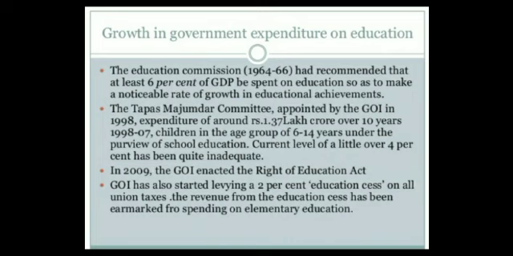In 2009, the Union enacted the Right to Education Act. The government has also started levying a 2% education cess on all union taxes. The revenue from the education cess has been earmarked for spending on elementary education.